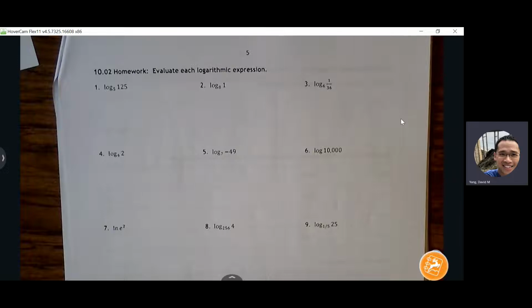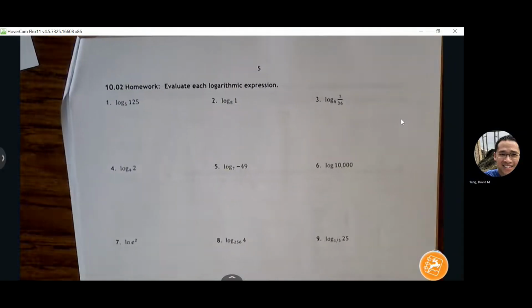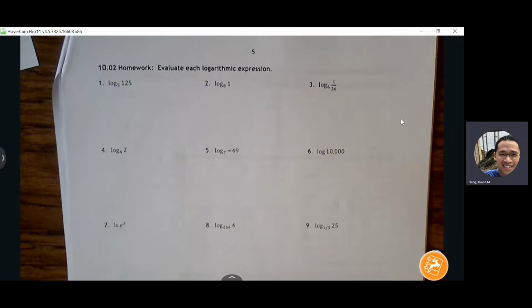Okay, if we can turn to page 5. We're going to practice a bit more with converting between log and exponential forms, and then we'll talk about log properties today. So for practice, let's see if we can get through page 5.